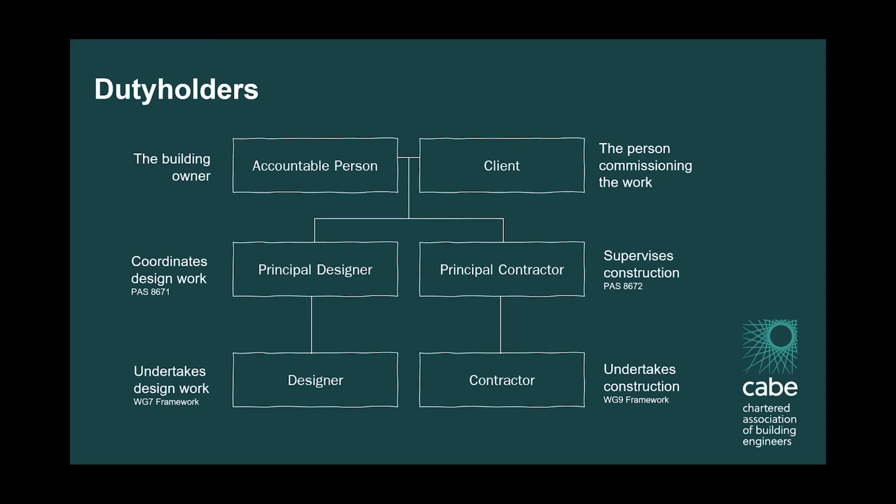Those are both British Standard publicly available specifications that have been developed under the aegis of the Department for Levelling Up, Housing and Communities. So they're government sponsored standards. To support those, industry working groups have developed designer competence frameworks and contractor competence frameworks to start to put the detail in place as to what those expectations might need to be. So there's a Working Group 7 framework that's coming out for consultation on designers, and the Working Group 9 framework, which is out on contractors, and I'll talk about those more a bit later.